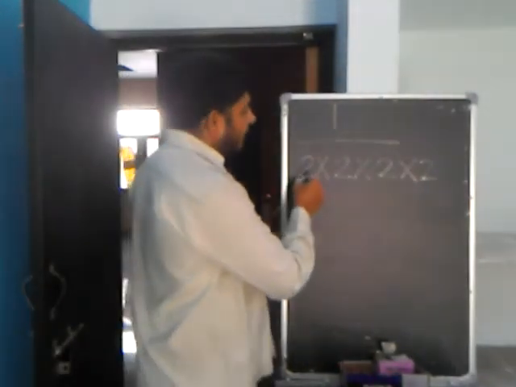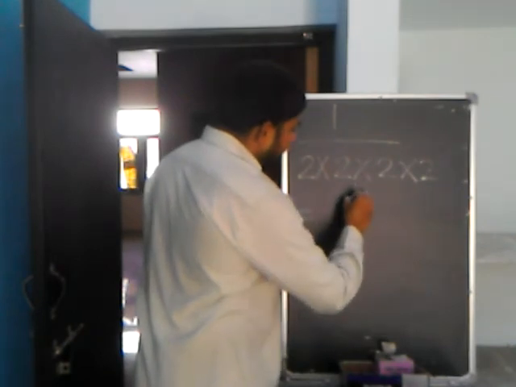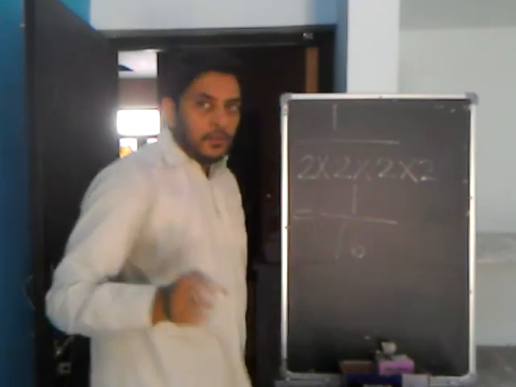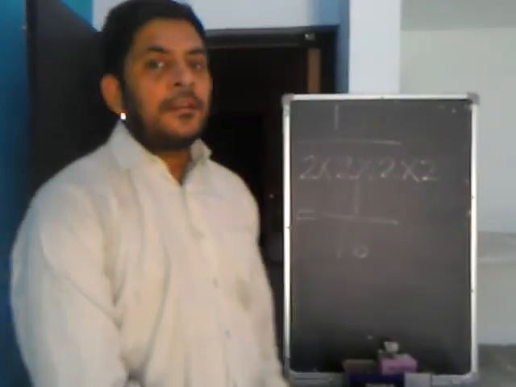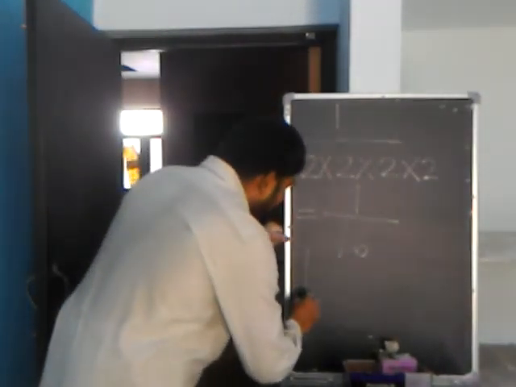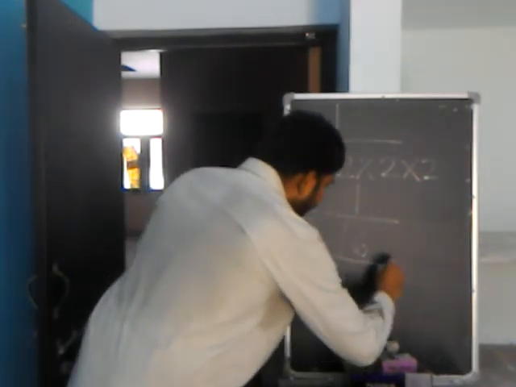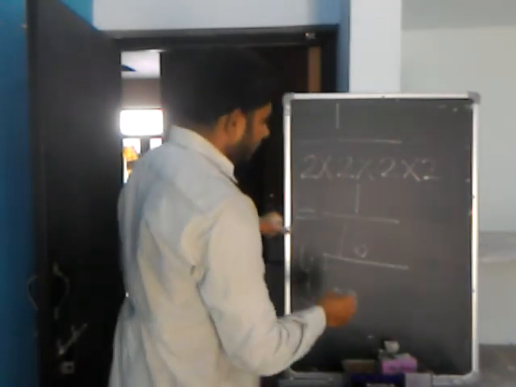Now I will multiply them. 2 times 2 is 4, 4 times 2 is 8, 8 times 2 is 16. So the answer came 1 upon 16. And we know that the square root of 256 is 16. So 1 upon 16. That means the fourth root of 256 raised to the power minus 2 is equal to 1 upon 16.